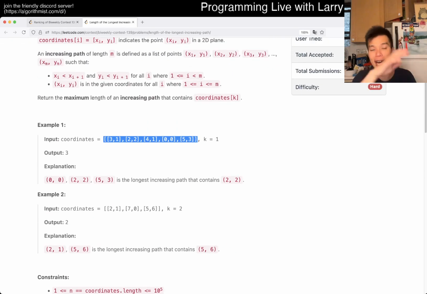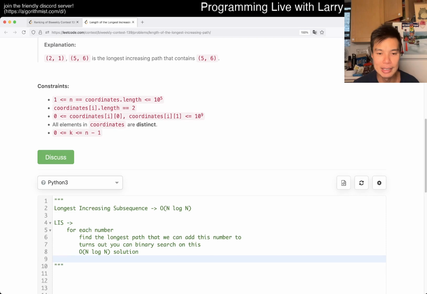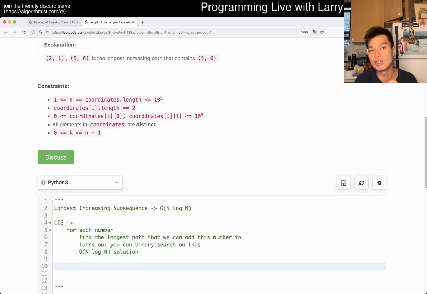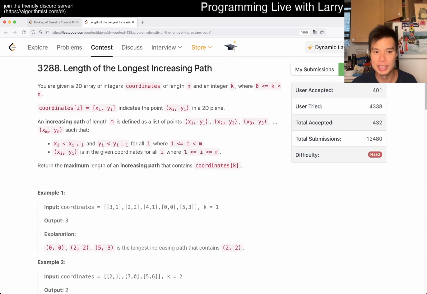These coordinates are not in any particular order, so you are able to sort them. The first thing we want to do is filter out the coordinates. We're given one coordinate, so given that coordinate, we can figure out all the stuff that is increasing or larger than this path in the way that is defined in this problem, which is strictly increasing on both dimensions, right?